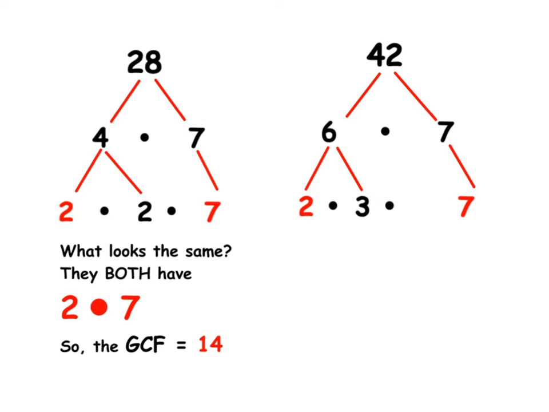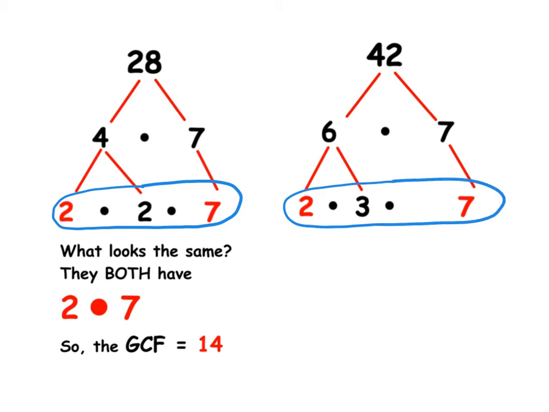We talked about what looks the same. With our prime factorizations now for 28 and for 42, it helps to think, what do the numbers both share? And when you find that they both have a 2 and they both have a 7, that's the GCF. 2 times 7 is 14, and so the GCF is the greatest common factor of both numbers.